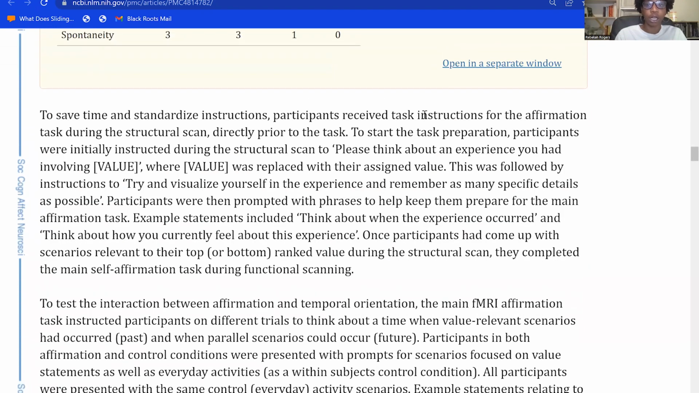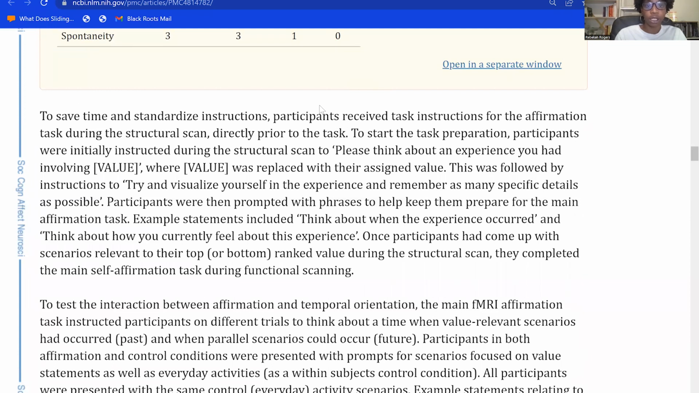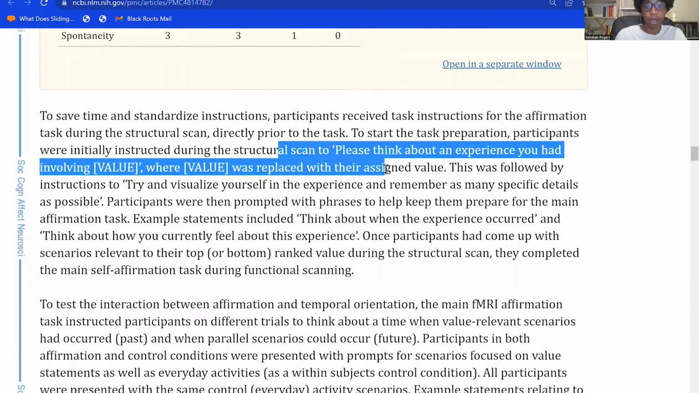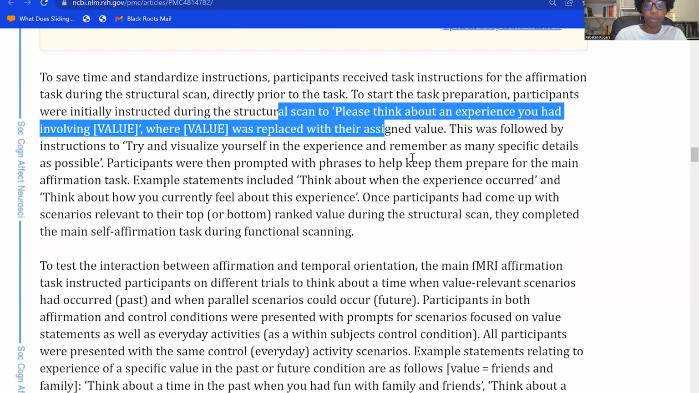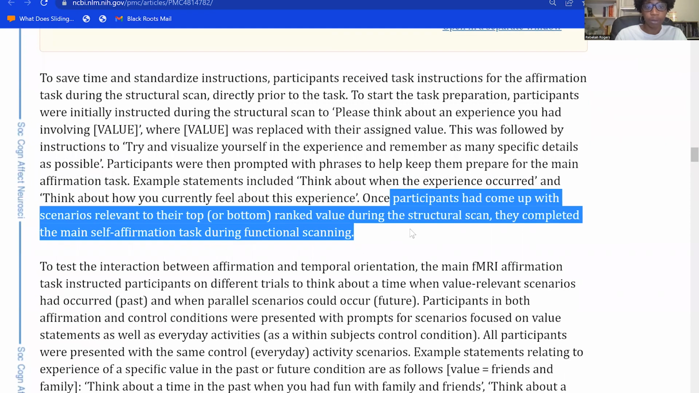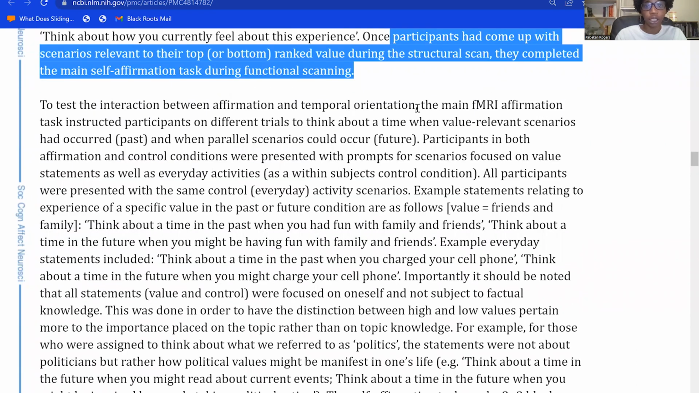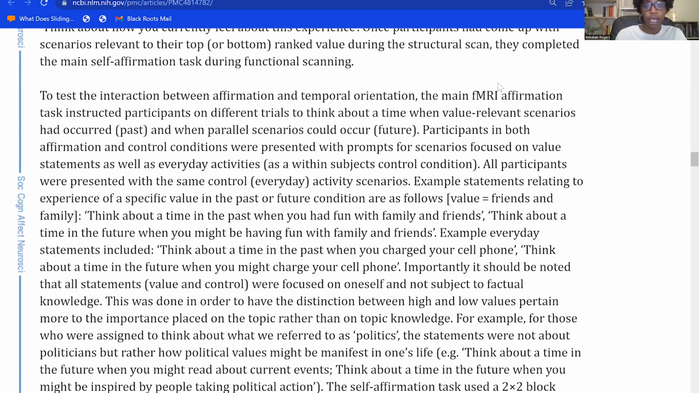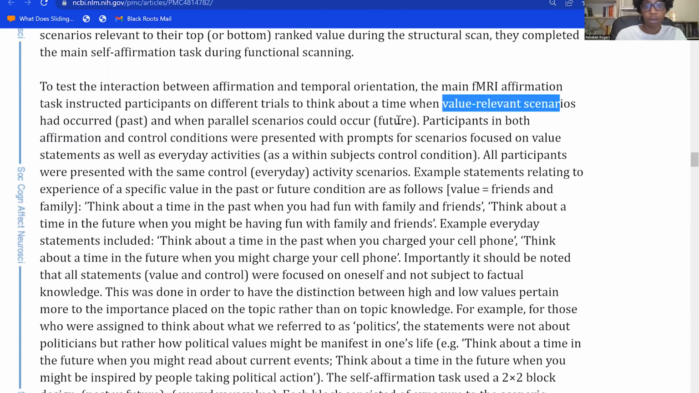Save time, standardized instruction, participants get task instructions directly prior to the task, test preparation, think structural scan. Think about when the experiments occurred, think about once they come up with scenarios relevant, they computed. Test interaction. So they were basically required to think about something that was in the past, to think about something in the future, and based on their value relevance, and then figure out if they had changes in how much they moved later.